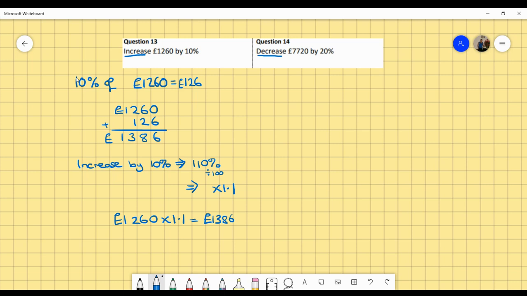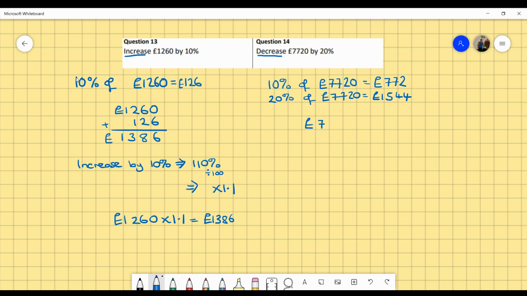On question 14, we want to decrease on this one. So decrease 7,720 by 20%. So again, we can start off by working out our 10% of £7,720. So that's to divide by 10. We end up with 772. 20% then is going to be double our 10%. So we need to double the 772, and that will give me 1,544. And then because we're decreasing, we're taking that away.